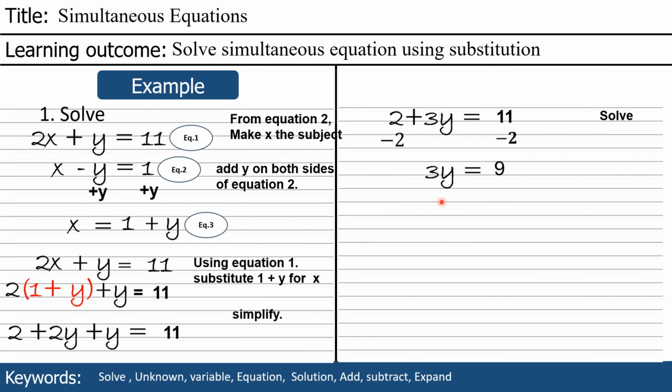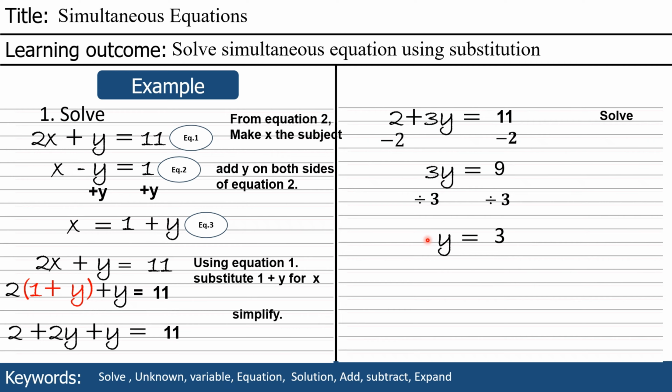So here again, undo the last operation that was done to y. Here we have multiplying. We're multiplying by 3, and the reverse of multiplying by 3 is dividing by 3. We divide both sides of the equation by 3. Now we have y being equal to 3.